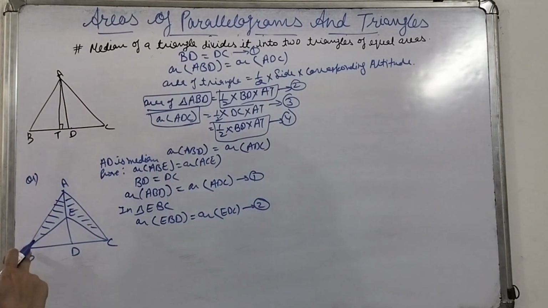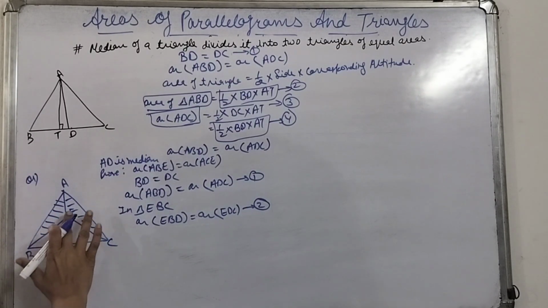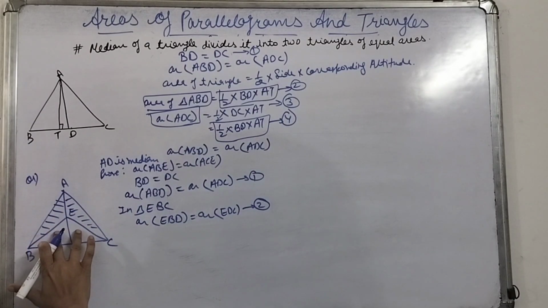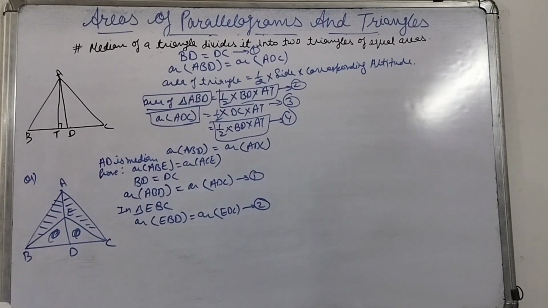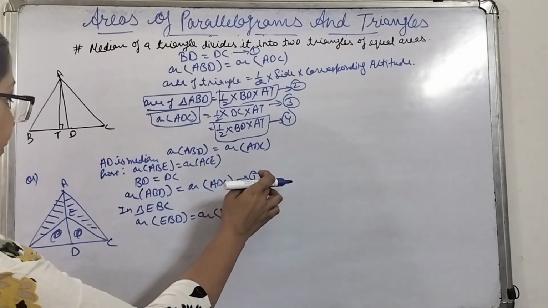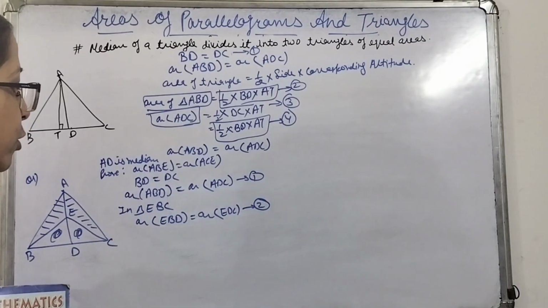Because for this triangle EBC, ED is the median as D is the midpoint of BC. That's the reason this median will divide this triangle EBC into two triangles of equal area. So area of this triangle will be equivalent to area of this triangle.